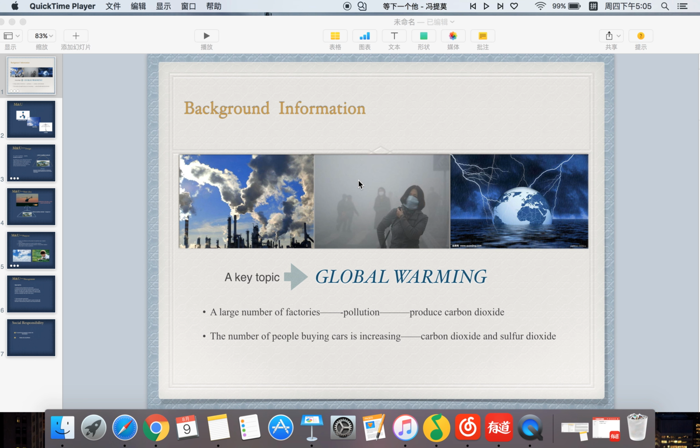So, as the greenhouse effect continues to accumulate, temperatures rise and global warming occurs. If the ecosystem is destroyed, people will not be able to survive. Reducing environmental pollution is a topic that we have been paying attention to.